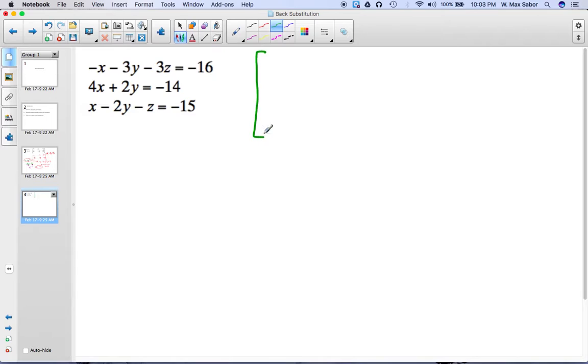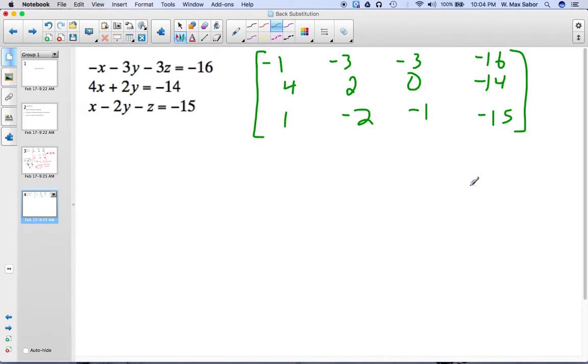So let's look at this system. -1, -3, -3, -16, 4, 2, -14, 1, -2, -1, -15. So now what we want to do is turn this into row echelon form. And in order to get into row echelon form, we need to cancel out, we need this, this, and this to all be 0. So I'm going to take 4 times the first row and add it to the second row.